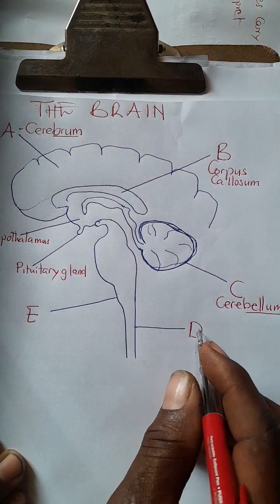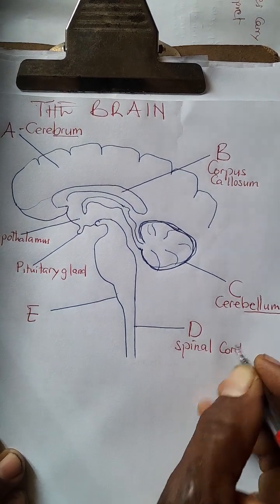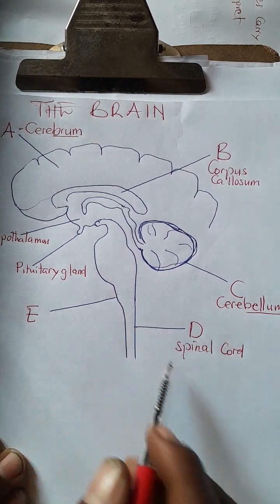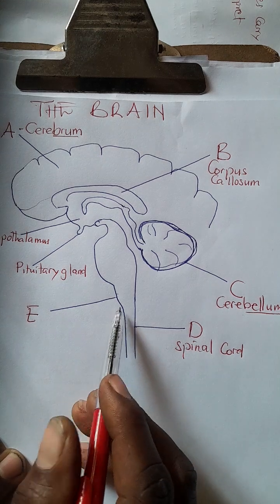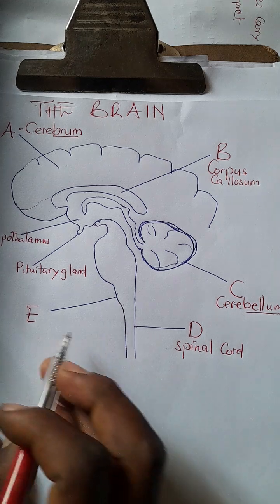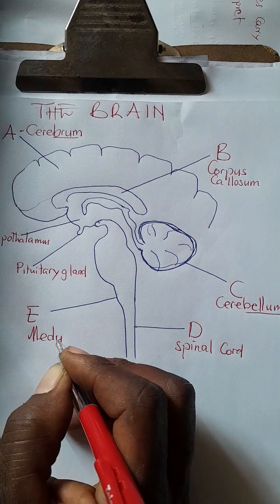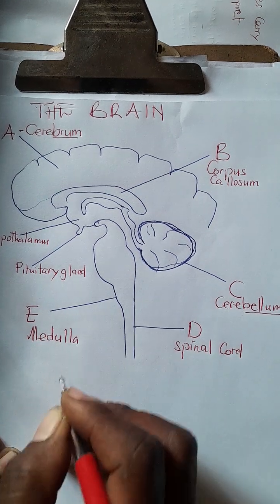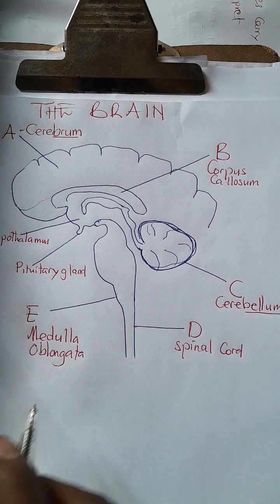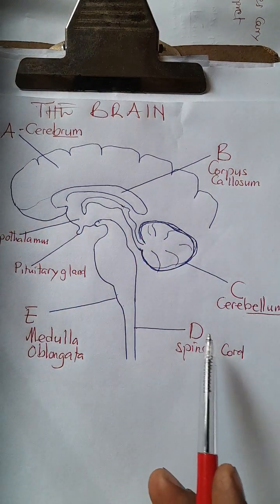Then D is the spinal cord. Be very careful here. This one is the spinal cord. However, in the examination, many students mistake D for E. Now look at E. E is the slightly swollen part there, which is the medulla oblongata. So how many brain centers do we have under our focus area? We've got 1, 2, 3, 4, 5.